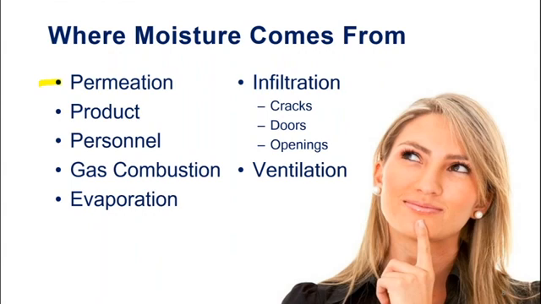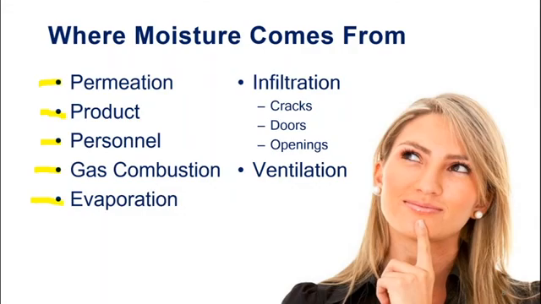Permeation. That is the moisture that can come right through the wall if the wall is permeable. In our example today, the walls are not permeable. They have a vinyl interior. The product. Is there something outside of the room that's coming into the room that's going to be giving up moisture? Personnel. How many people are in the room giving up moisture?